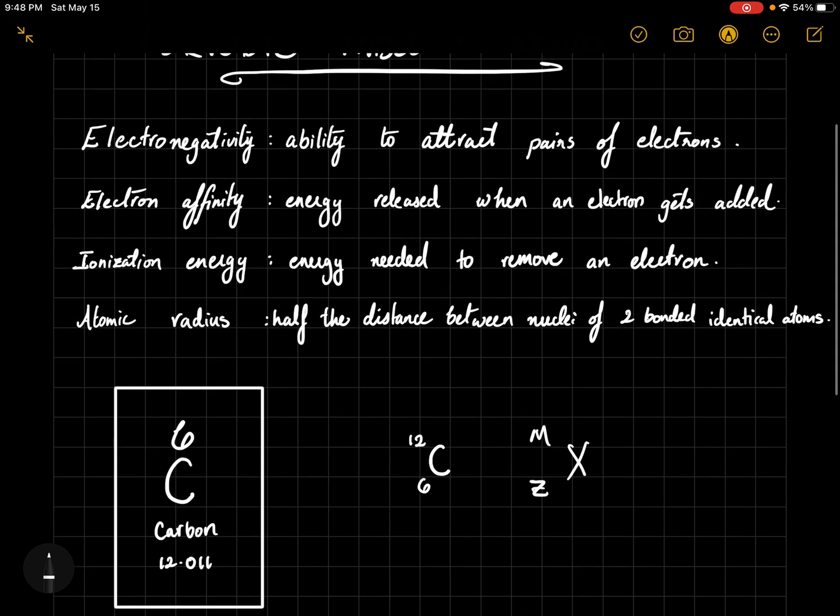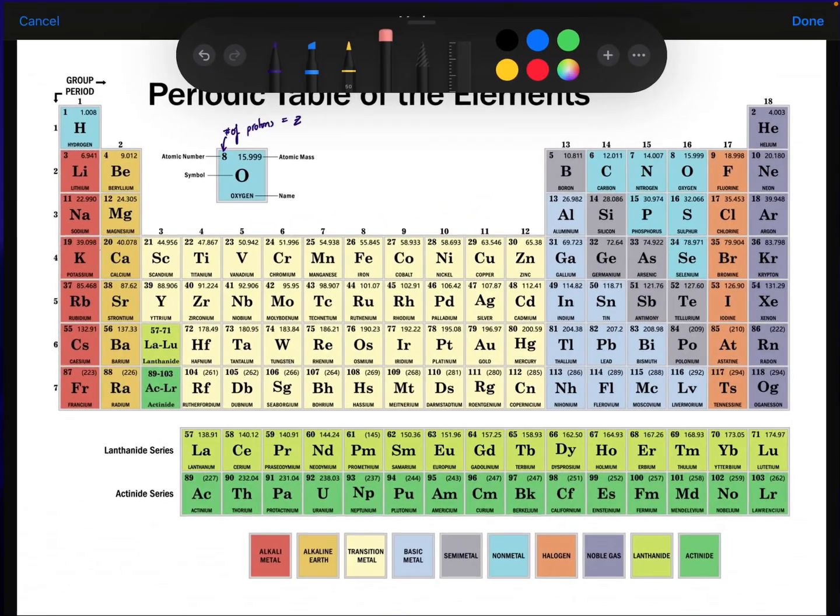Ionization energy is the amount of energy that you need to remove an electron from the valence shell, or the outside shell of an atom. Finally, the atomic radius is the distance between the two nuclei of two bonded, identical atoms of the same element.